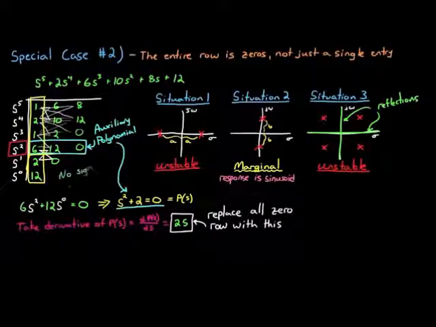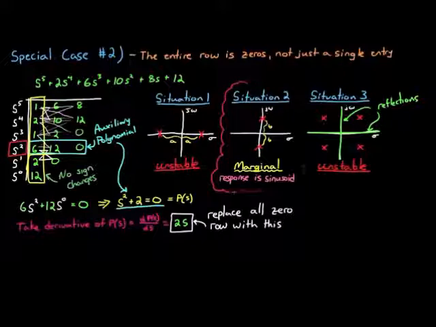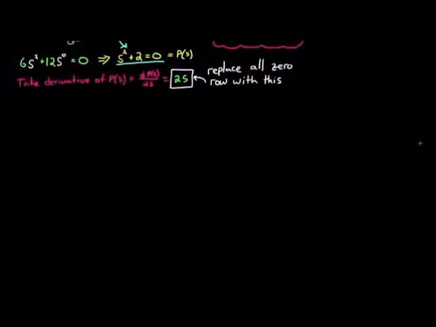And since there are no sign changes in the first column, you can conclude that there are no roots in the right half plane, and therefore this system must have some number of roots on the j omega axis, or this second situation. But we can take this one step further still.